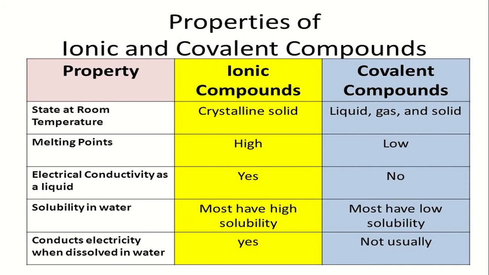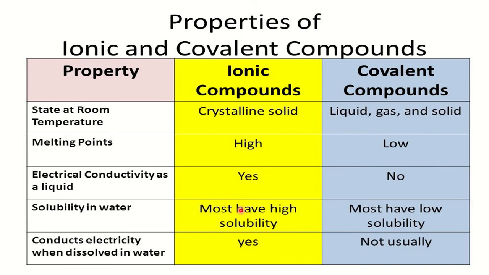Look here. These are the properties of ionic compound and covalent compound. At first, state at room temperature. Ionic compounds are crystalline solid. Most of the ionic compounds are crystalline solid. And covalent compounds, they can be liquid, gas, and also they can be solid. Melting point of ionic compound is very high, whereas covalent compounds have low melting point. Electrical conductivity.